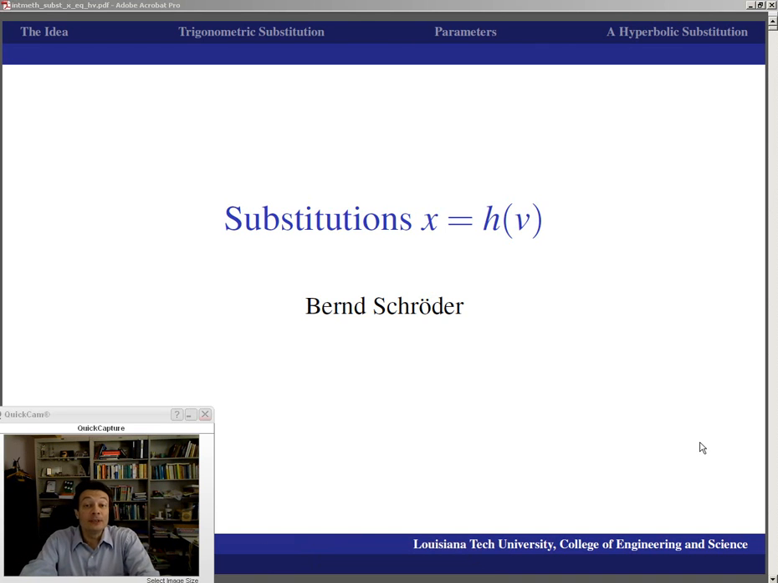Although substitutions u equals f of x are by far the most frequently used integration method, and definitely also the most frequently used substitution method, I mean, they're so ubiquitous that sometimes you don't even realize that you're doing a substitution after you've known them well enough. There is also a substitution method where you replace x with a function of another variable. That at first seems a little bit strange, but it turns out that you can solve some really, really ugly integrals with that, and we're going to take a look at how these things work in this presentation.